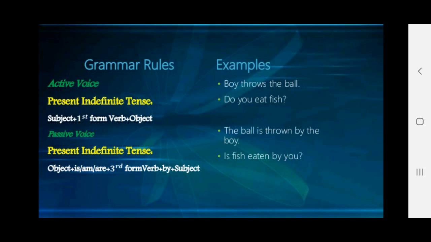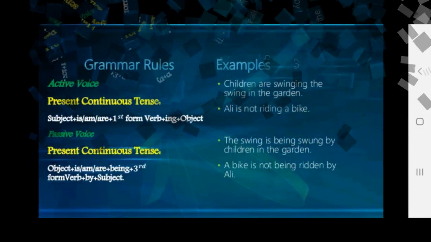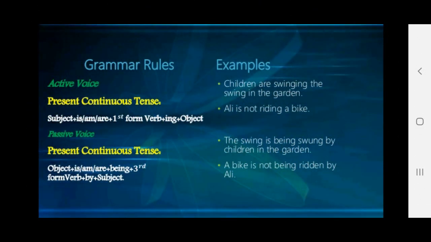So in order to make it into simple interrogative, all we need to do is take out the helping verb and replace it into the beginning of the sentence. So in passive, it will become like, is fish eaten by you? In present continuous, the rule in passive will be like this, object plus is, are, am plus being plus third form of the verb plus by plus subject.